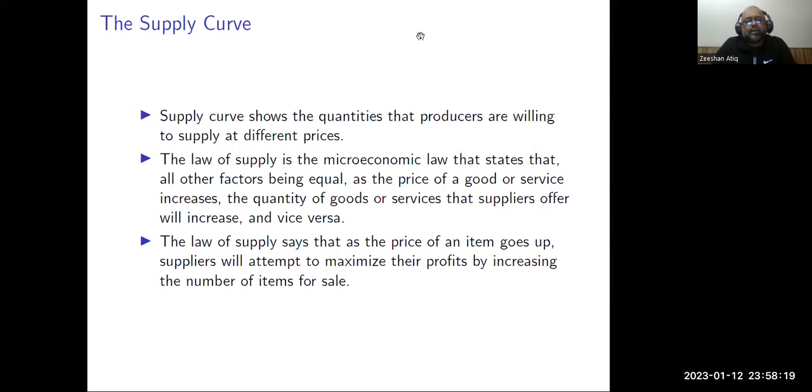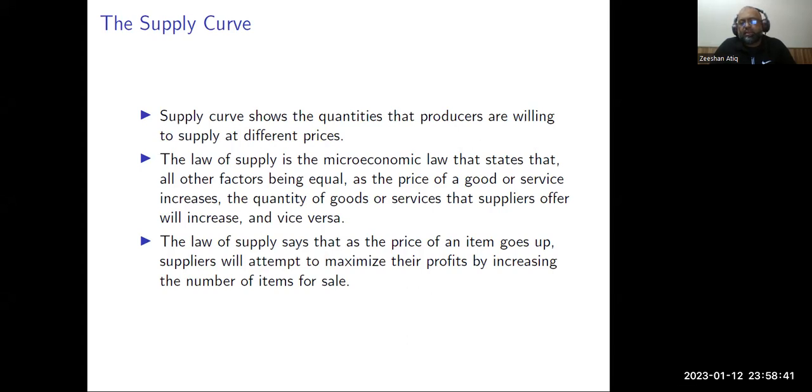Hello, good day. In today's lecture, we are going to talk about the supply curve. In the previous lecture, we discussed the demand curve. The demand curve tells you the story from the side of the consumers, how the consumers respond to changes in price. A similar response can be seen for the producer through the supply curve. The supply curve shows the quantities that producers are willing to supply at different prices.